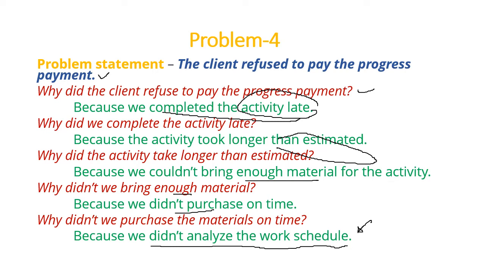So we can go on further, like why did we not analyze the work schedule? And it can take us to the answer that we do not have sufficient schedulers or something like that. So if sometimes your 5 questions are not sufficient, we can go 1 or 2 steps deeper into it. But be very cautious because it can get you nowhere also. So this is problem 4 we have. Hope you have understood it.